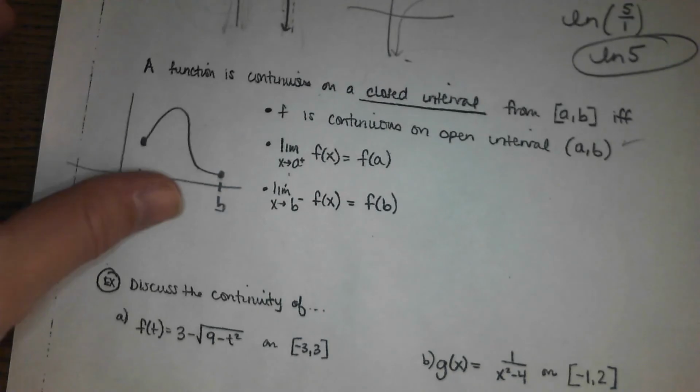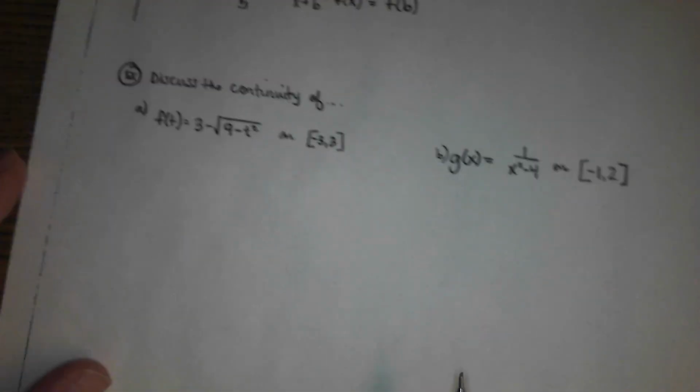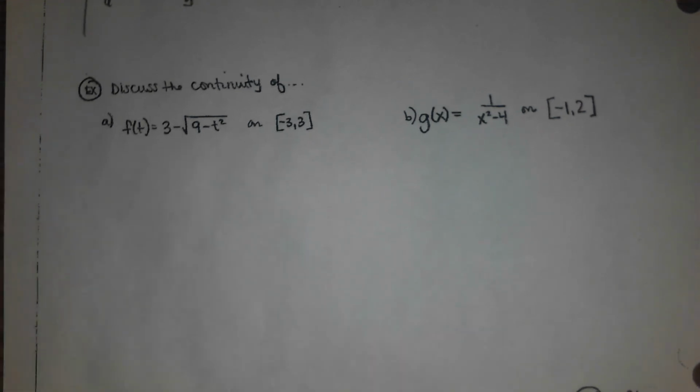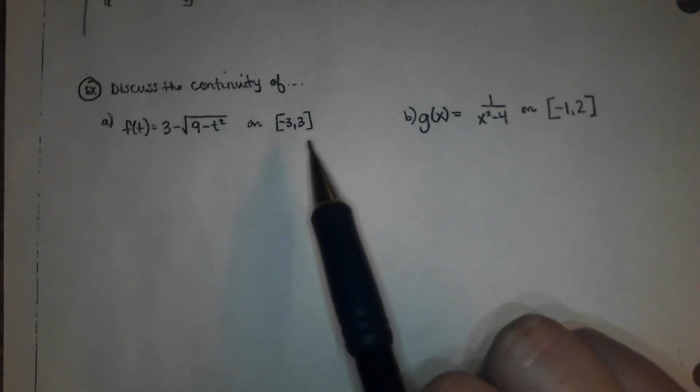Anyway, we don't need to get hung up on notation. We'll just carry past that. Might seem obvious. Discuss the continuity of these. So, and from -3 to 3.